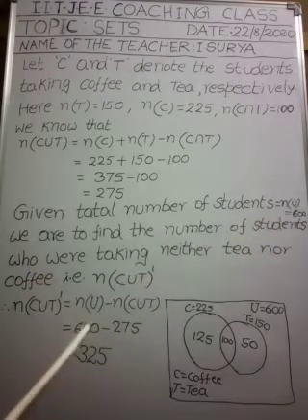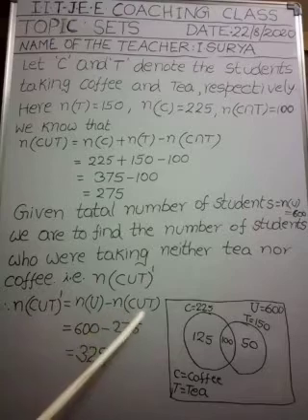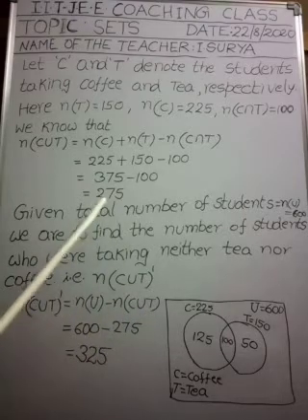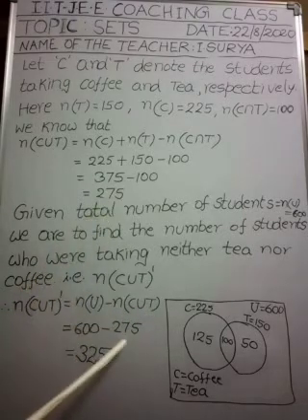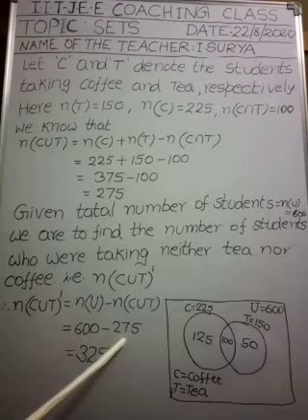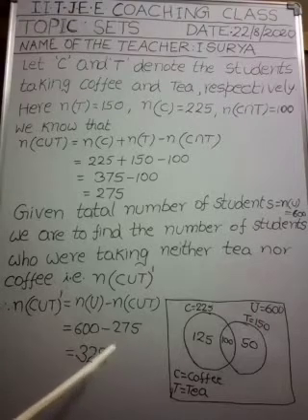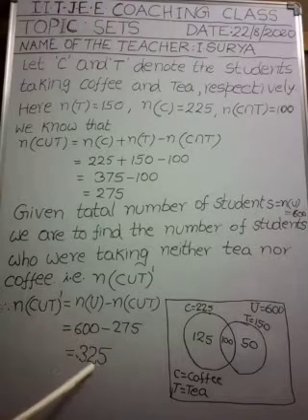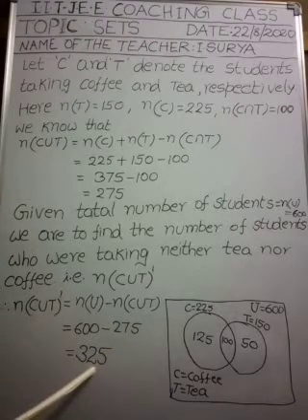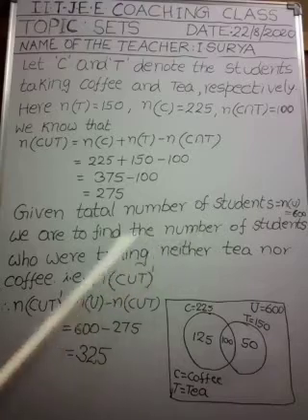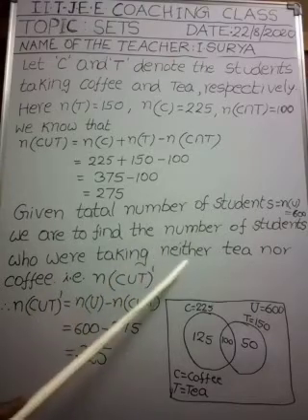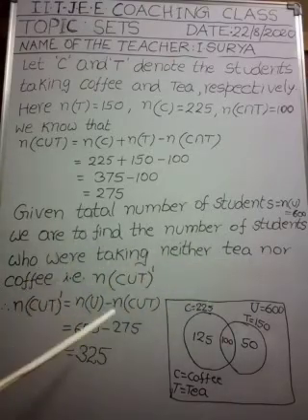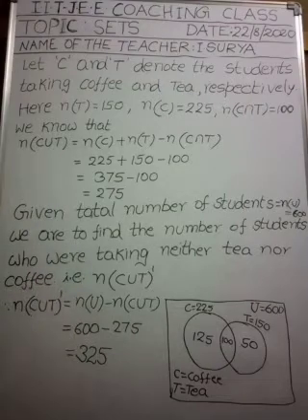600. 600 minus n of (C union T). We found here already 275. I substituted here. Understood this step, my children? Right. Now 600 minus 275. What will you get? 325. This number denotes the number of students who were taking neither tea nor coffee. Understood, my dear children? Right.